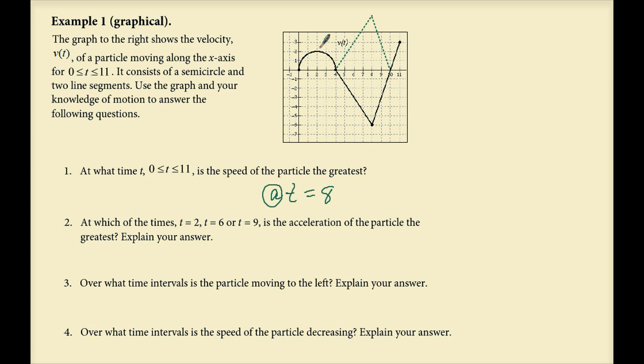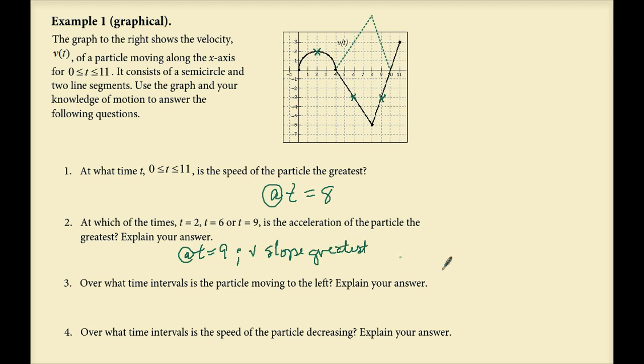Remember, acceleration is the slope of the velocity graph. So at t equals 2, we can see the slope is 0, which means acceleration is 0 there. At t equals 6, acceleration will be the slope of this line. Down 6 over 4 is negative 3 halves. At time t equals 9, the acceleration will be the slope of this line. Up 6 over 2, which is 3. So at t equals 9, the acceleration is greatest. Why? Because velocity slope is greatest there.